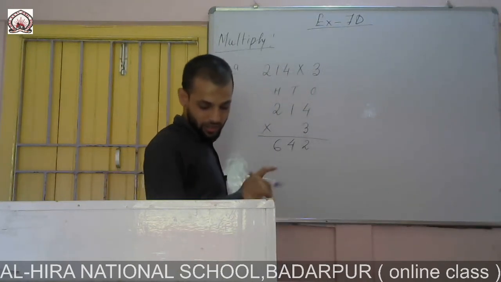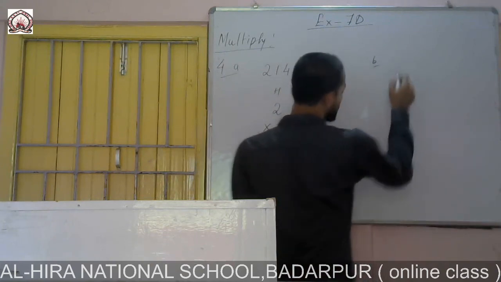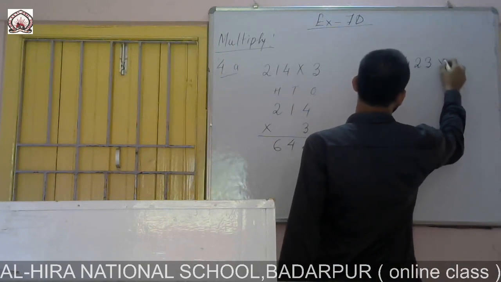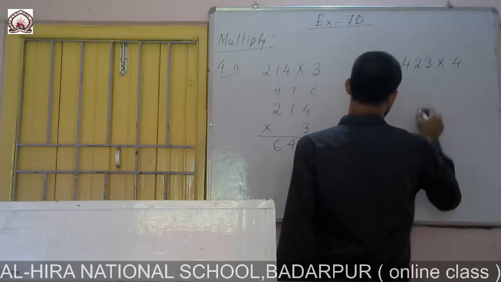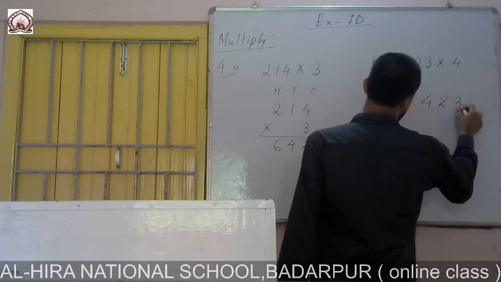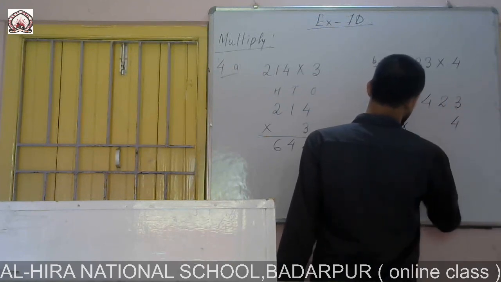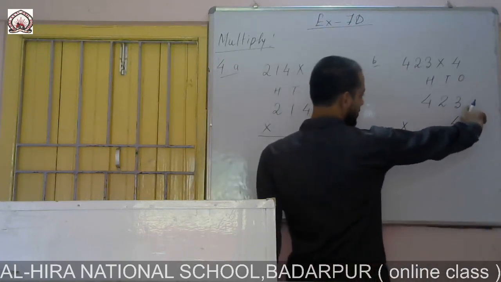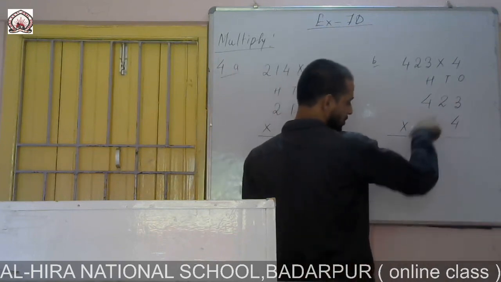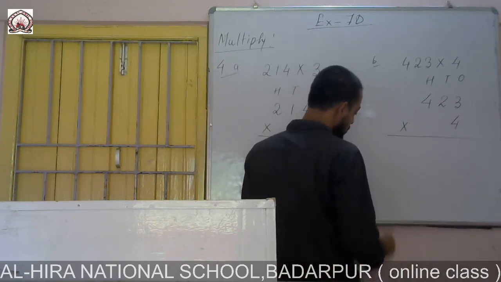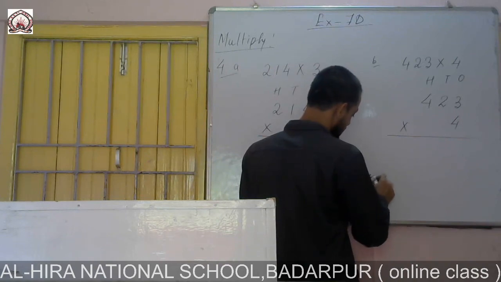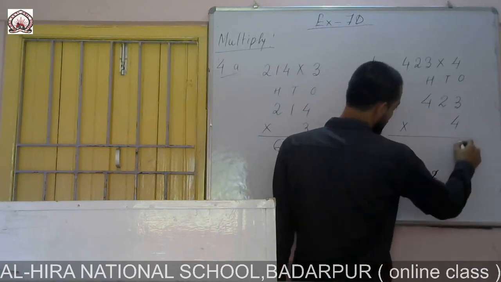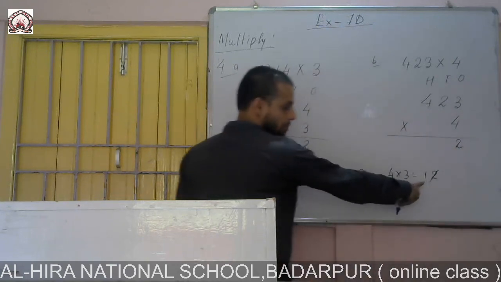So for next question, there is question number B. 423 multiplied by 4. So we have to arrange this one. Ones, tens, hundreds. Okay. So what we have to do? At first we have to multiply 4 into which place? Ones place. So 4 threes are what? 4 into 3 equals to what? 12. So we have to write here 2.